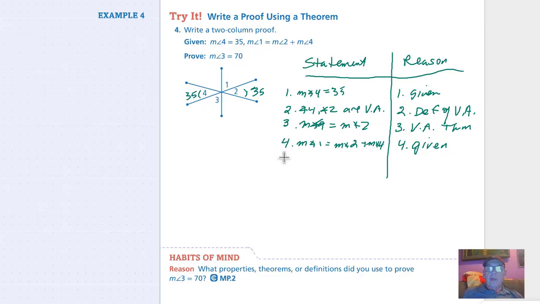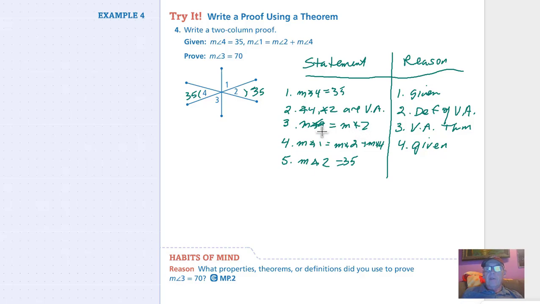So that's letting us know, also, we have that angle 4 is 35. And since 4 is equal to 2, we could say that angle 2 is 35. We're going to need to get that. So we have measure of angle 2 equals 35. Since the measure of angle 4 is equal to the measure of angle 2, and the measure of angle 4 is 35, we have that the measure of angle 2 must be 35.